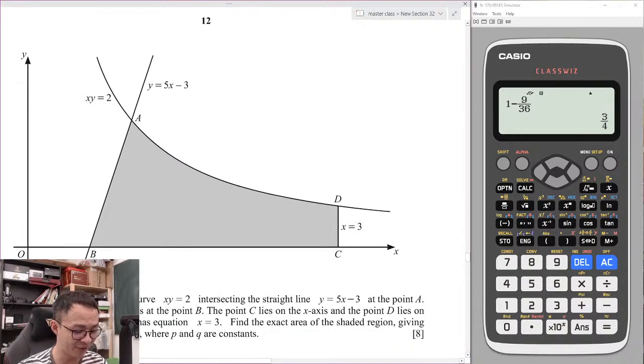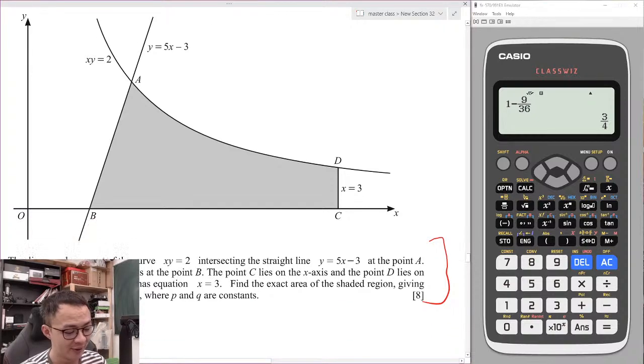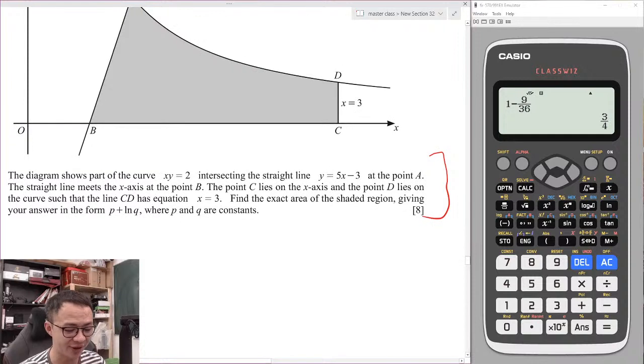Number 9, you have a diagram like this, and then they give you some information. Make sure you read the information. Over here, I screen through the information. Everything is exactly in the diagram already. But then I will pay attention to the word exact area. That means I cannot put in a decimal because I see the word exact here.